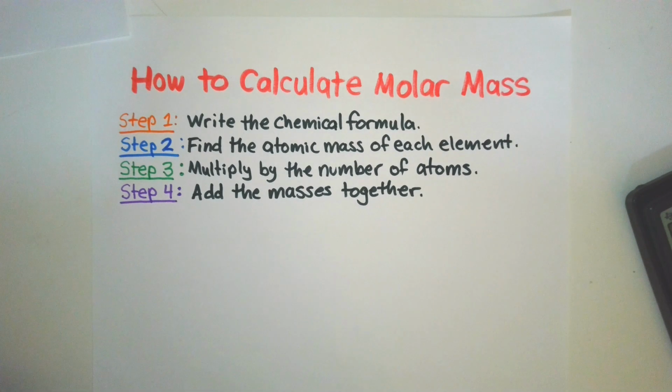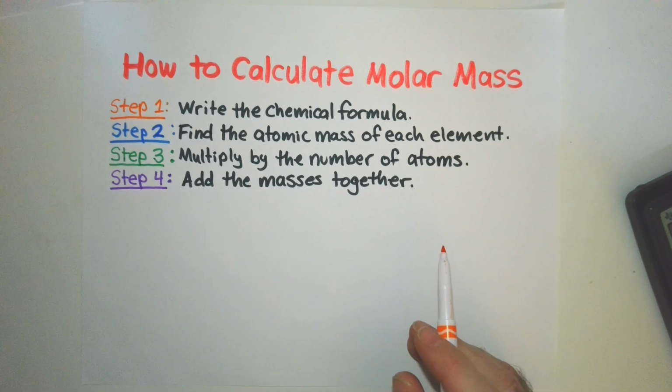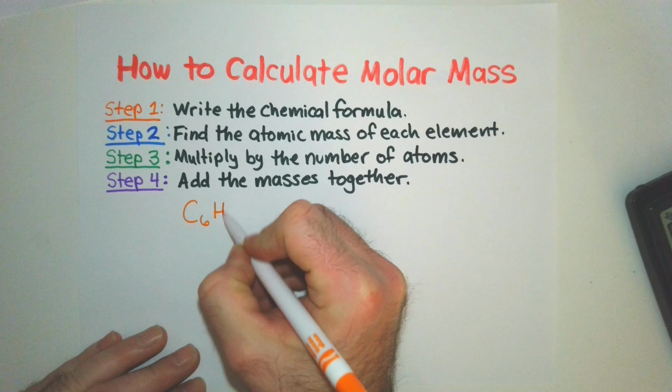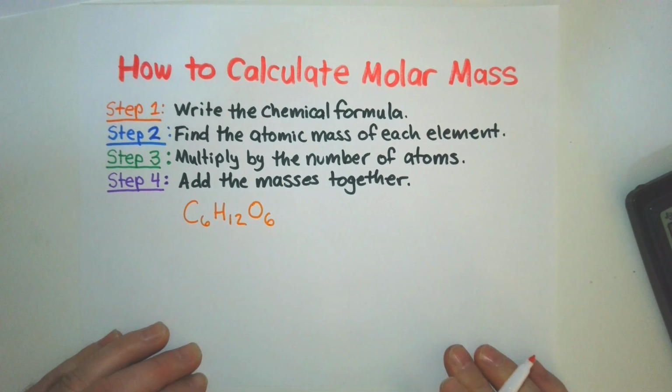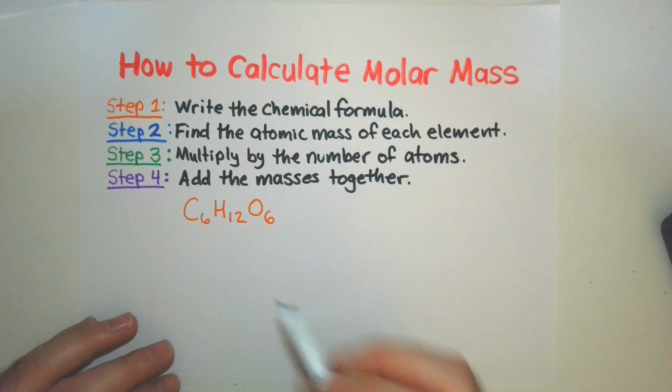So, write the chemical formula of glucose. That's just going to be C₆H₁₂O₆. All right, so there's my step 1. I wrote it. Next, with these markers out of the way, we are going to write the atomic mass for each of those elements.